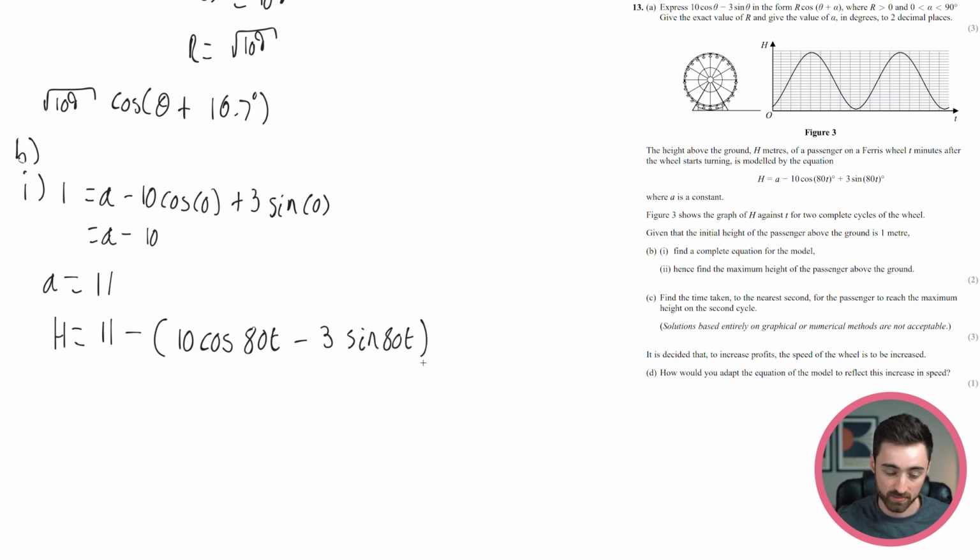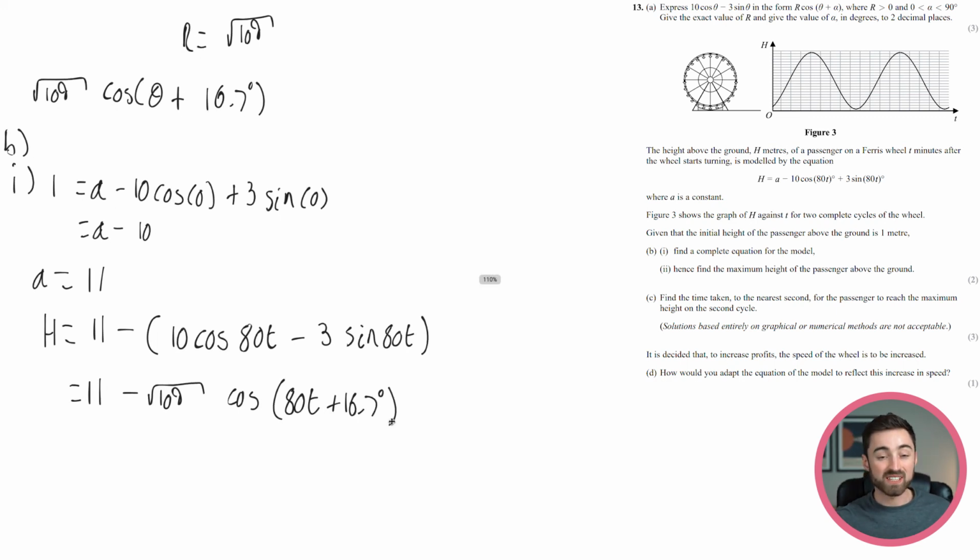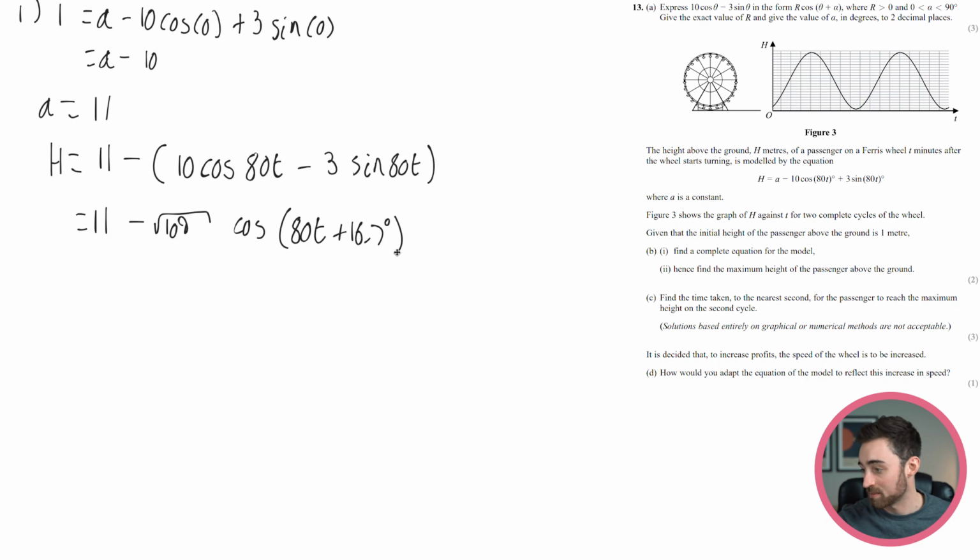This is useful because what we have inside this bracket is exactly what we had in part A, but instead of theta we have 8t. Yes, so I can say that this is the same as 11 minus the square root of 109 times cos, and then instead of theta we have 8t, plus 16.7 degrees. Fantastic. So now this is a lot easier to maximize and minimize.